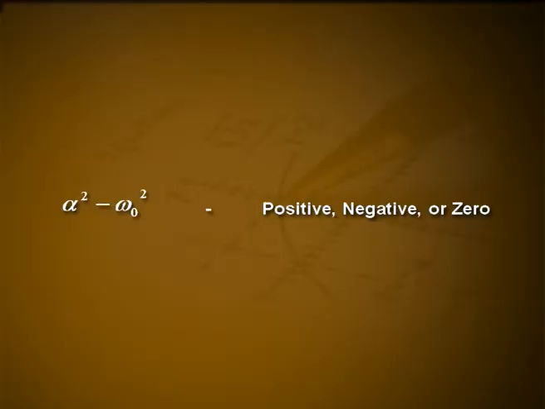The solutions g of t of equation 9 are of 3 different types depending as to whether alpha square minus omega naught square is positive, negative or 0. We will assume that alpha square minus omega naught square is negative. The other two cases are treated in a similar manner.